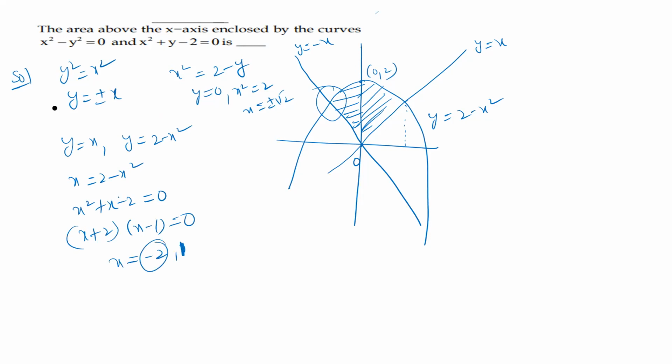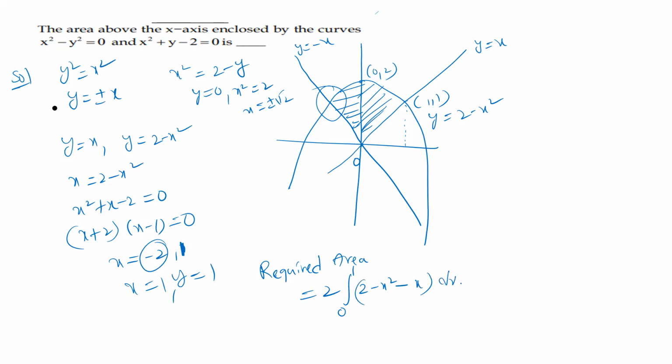But at minus 2 the value becomes negative, no need to take. The negative side will come below. This point will come here, not required. X is 1 means y also will be 1. So this point is clearly (1, 1). The required area is equal to double the integral from 0 to 1. The upper curve is the parabola, 2 minus x square, minus the lower one, the line x, dx. Okay, integrate and substitute the limits, you will get the answer.